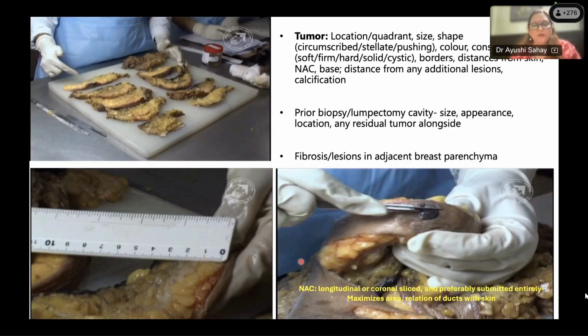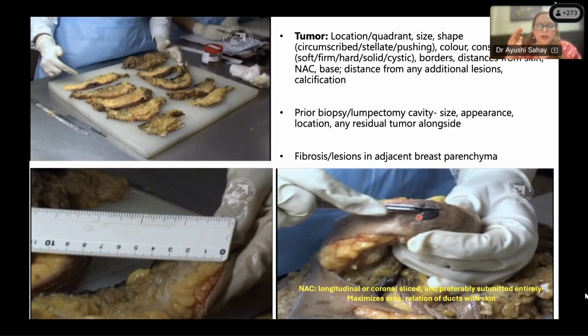You also have to give a section of the nipple areola complex. Now nipple areola complex, as I showed you on the microscopic slide, you have to give a very nice longitudinal section through the two parallel cuts through the nipple, so that you are able to get a proper orientation of the ending of the terminal lactiferous ducts on the skin.